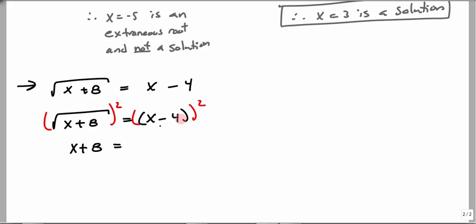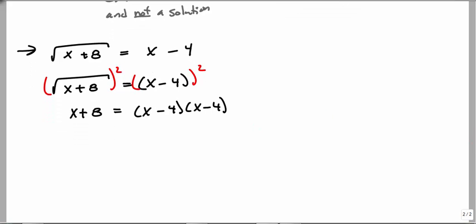Now remember, x minus 4 quantity squared is not x squared minus 16. I can't take the 2 and distribute it. This is equal to x minus 4 times x minus 4. And then I'd either FOIL this out or use the box method on this. If I FOIL this out or use the box method, I get x squared minus 4x minus 4x plus 16. First, outside, insides, and lasts.